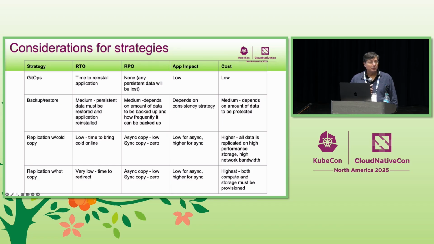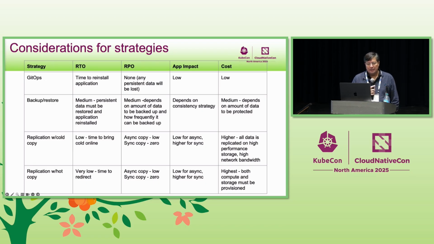So backup and restore is pretty well understood. Your RTO is going to be a medium. You have to restore the data, possibly just restore snapshots, and you have to bring the application back up from the restored resources. Your RPO, again, is going to be kind of medium. It depends on how often you're doing backups and how much data is being backed up. And then your app impact is going to depend on the consistency strategy, and I have a slide on consistency strategies in a bit. And then your cost varies, but I'd call it a medium cost because it's really related to how much data you're backing up and protecting.